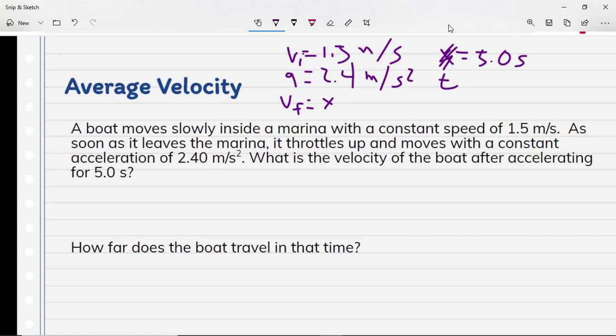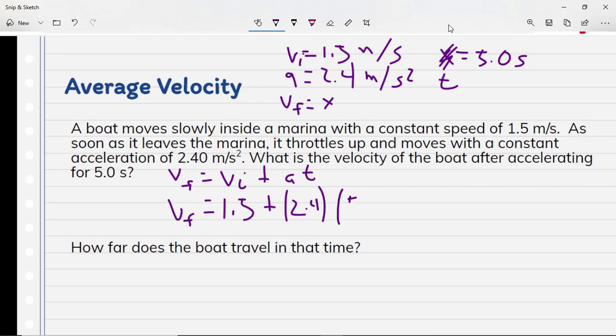So again, I can actually just plug this into the first formula that we took a look at here. So I'm going to use vf equals vi plus a times t. Plug in my known variables: 1.5 plus acceleration, 2.4 times t, which is 5. And I solve and I get a value of 13.5 meters per second. Okay.